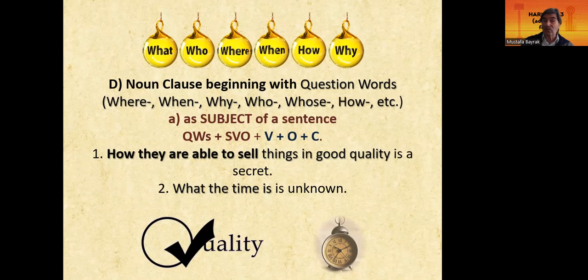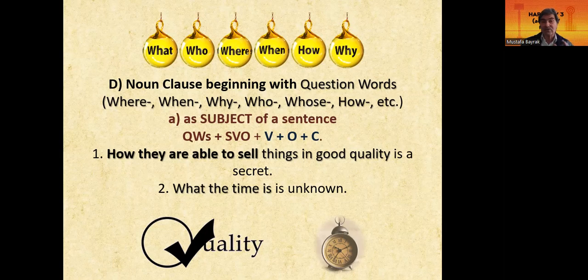Let's focus on using them as the subject of a sentence. For example, a question word with how. How they are able to sell things in good quality is the subject of a sentence. How they are able to sell, or how they will sell things in good quality is a secret. It is a secret. What is it? It is how they are able to sell things in good quality.